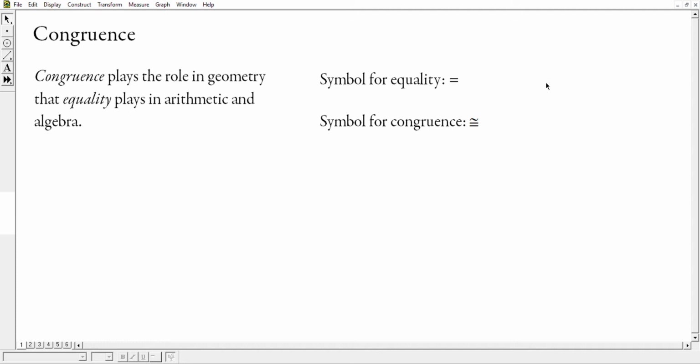The symbol for equality is just the equal sign like that. The symbol for congruence has the equal sign, but then we put a little tilde above it to show that it's not equal, it's congruent. It's really not that important, but that's the tradition. So you'll be seeing a lot of this symbol. This is the symbol for congruence.